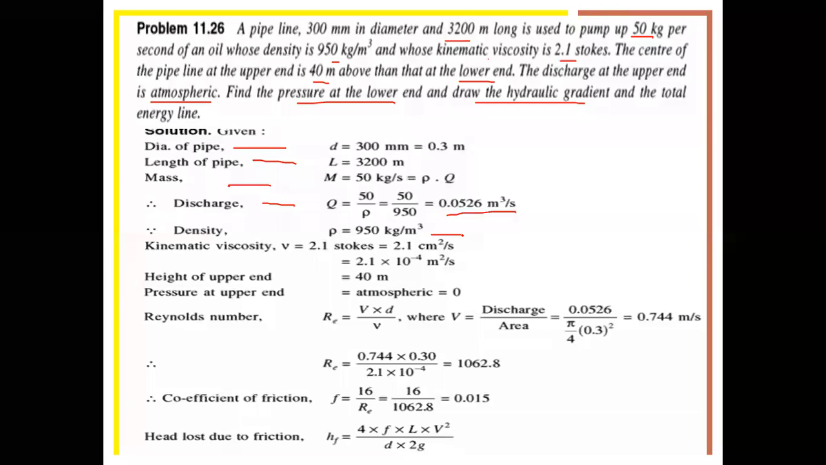And what is the kinematic viscosity given? The kinematic viscosity given is 2.1 Stokes, that is 2.1 into 10 to the power of -4 meter square per second. Then the center of the pipe at the upper end is 40 meters above the lower end. Pressure at the upper end is open to the atmosphere, so it is 0.